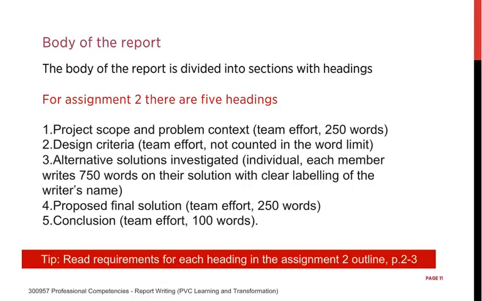Number 4, the proposed final solution. This will be team effort again, 250 words. And finally, number 5, the conclusion. Another team effort and only 100 words. Remember to read the requirements for each heading, which is in the assignment 2 outline, pages 2 to 3.